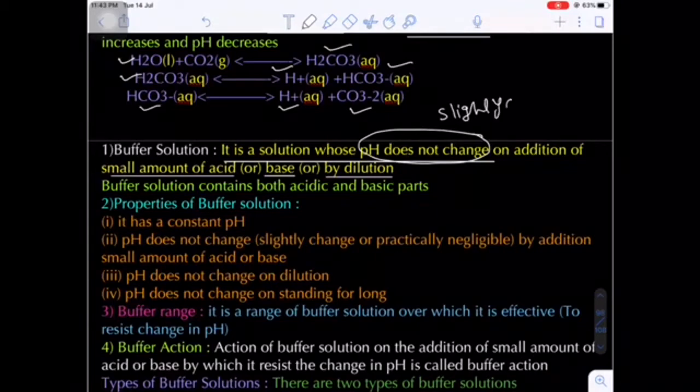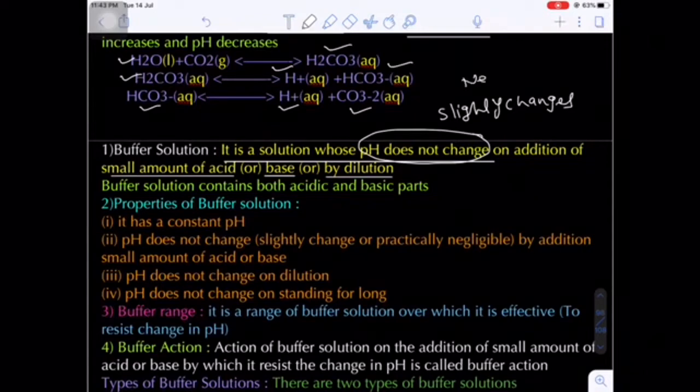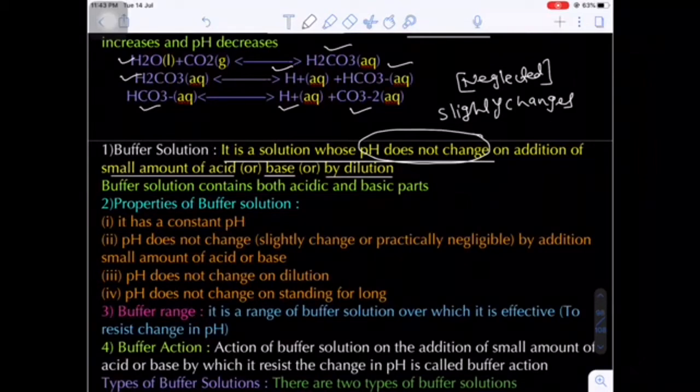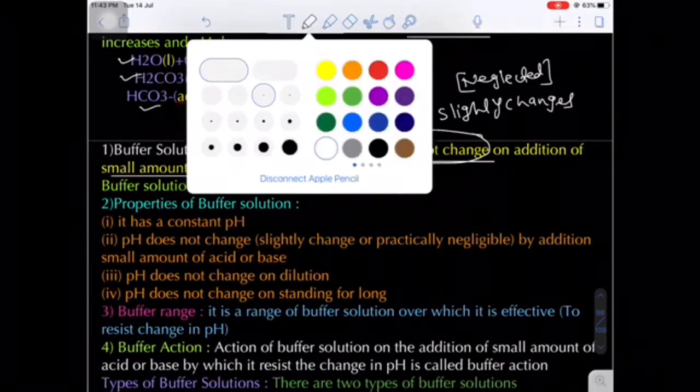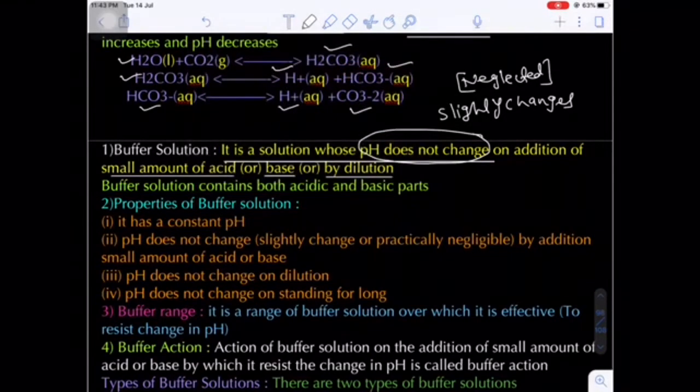Now the pH value does not change, or if the pH value slightly changes, but this slight change is practically what? Neglected. Practically the value will be neglected. Suppose if you add a large amount of acid or base, then obviously what happens? pH definitely changes. But the definition of a buffer solution is a solution whose pH does not change on addition of a small amount of an acid or base, or even by dilution. Are you getting my point?